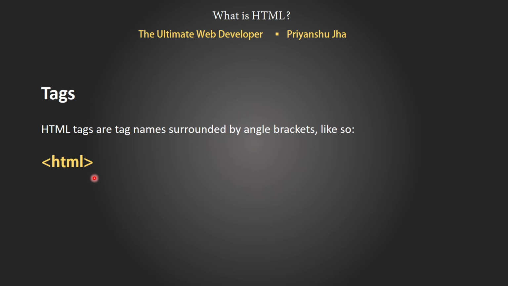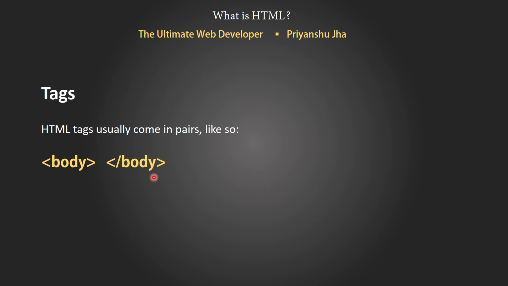First we see what tags are. HTML tags are surrounded by angle brackets. Like you see here, HTML is surrounded by angle brackets from both sides. So this is called a tag. Now you can also see many times that here it is closed by angle brackets from both sides, and here you can see a forward slash. So this is the opening tag and this is the closing tag.